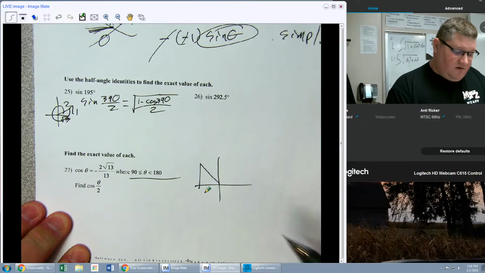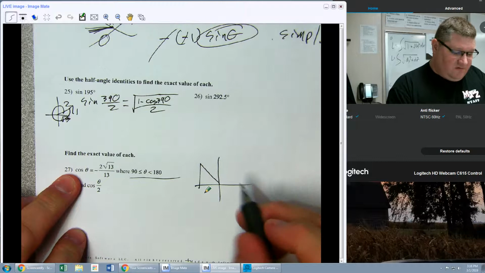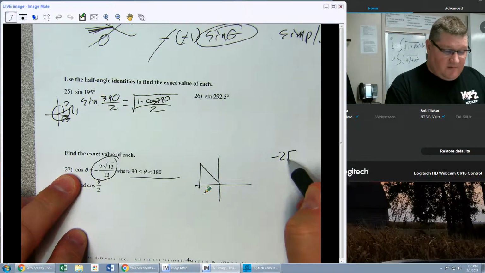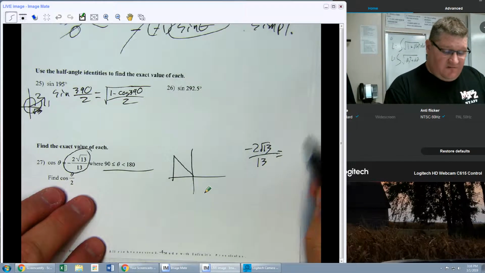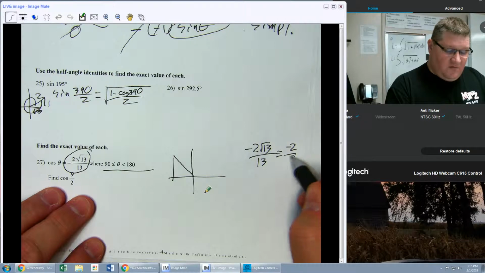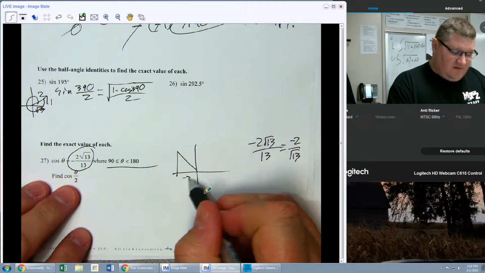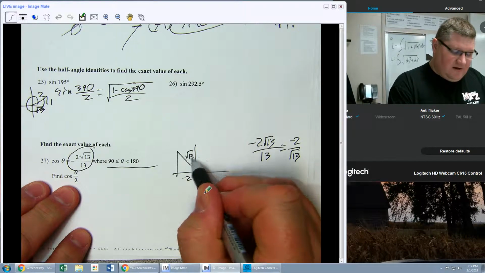It's in this quadrant right over here, and it says cosine is this. Now again, we have this mess. Let's change it up. Okay, let's unrationalize it. And if I do that, that means negative 2 over root 13. So the adjacent side is negative 2. The hypotenuse is root 13.